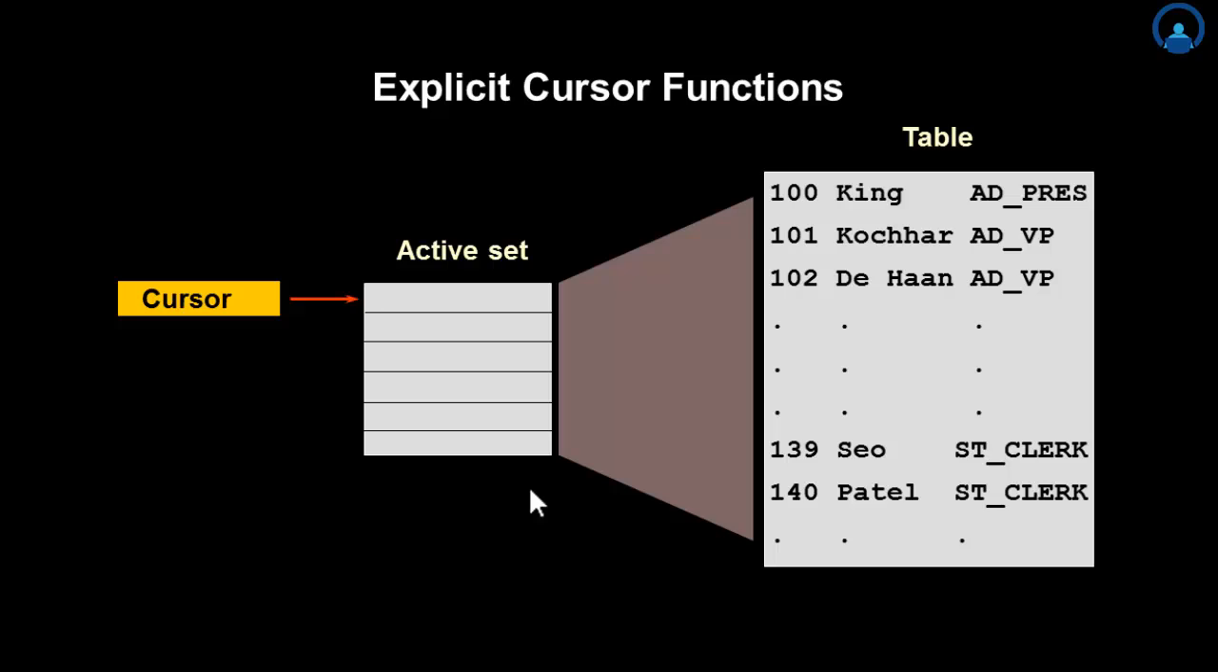A PL/SQL program opens a cursor, processes rows returned by a query, and then closes the cursor. The cursor marks the current position in the active set. Explicit cursor functions are: number 1, can process beyond the first row returned by the query, row by row. Second, keep track of which row is currently being processed. And allow the programmer to manually control explicit cursors in the PL/SQL block.